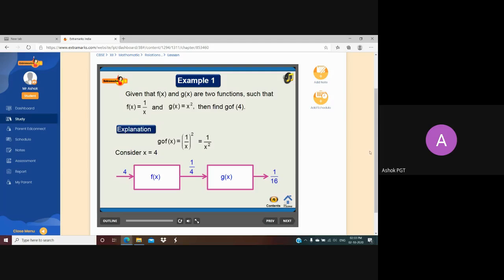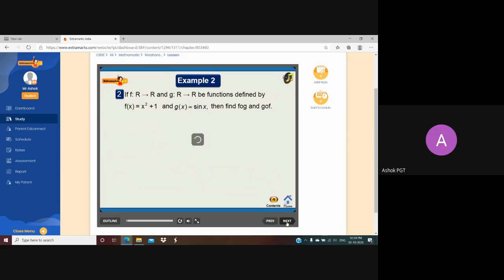Students, did you understand this problem? 4 goes as an input for the function f. The output produced by f of 4 goes as an input for g. That is what is explained in the diagram. Students, are you clear? Students, please reply. Yes, sir. Okay. Thank you, students.